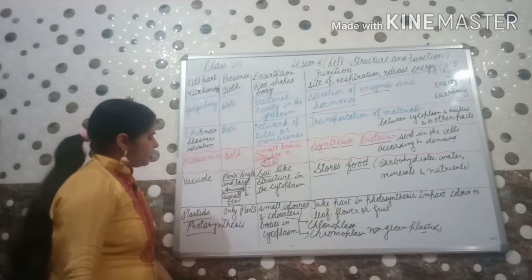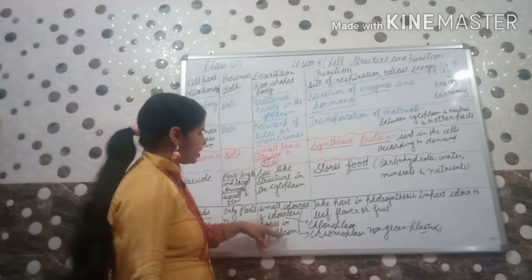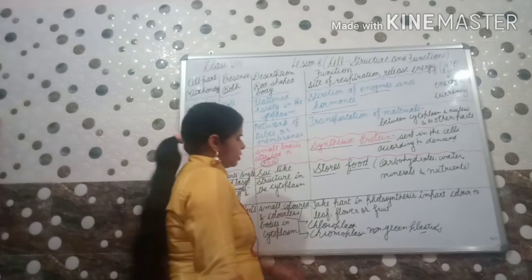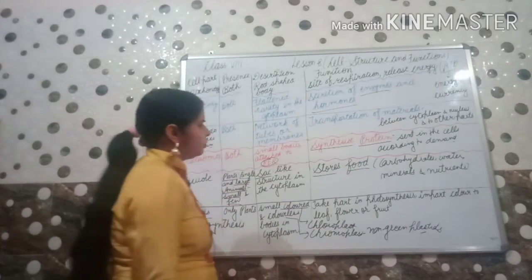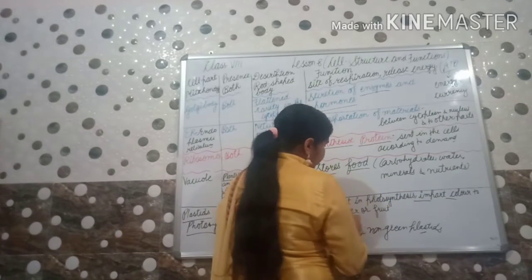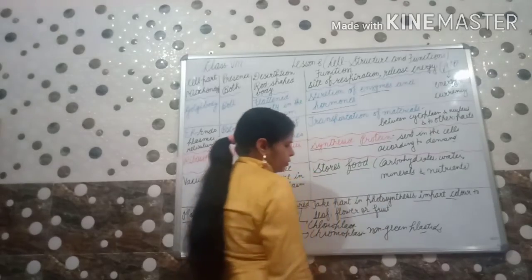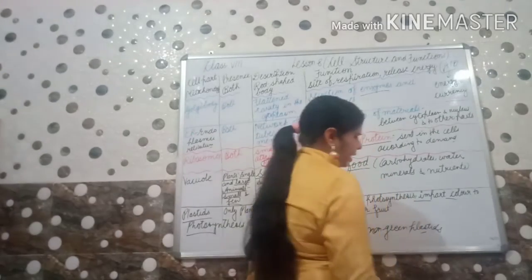What is their description? Small colored and colorless bodies in the cytoplasm. Functions: they take part in photosynthesis, as we have discussed earlier. They impart color to the leaves, flowers or fruits.